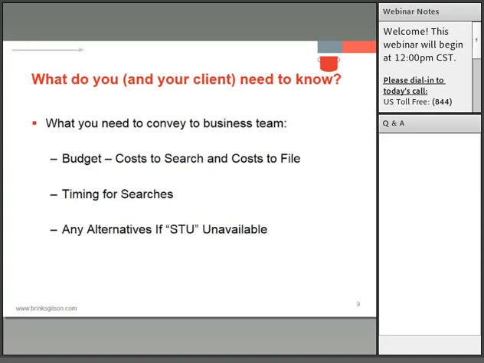Okay, obviously you have to convey to your business team how expensive this is. There are obviously costs to searching and costs to filing, and that's a discussion to have really pretty early on in the process. And it's a two-way discussion, really. What do they want to do with the budget that they have, and how does the trademark searching and filing fit into that? And then the timing for searches.